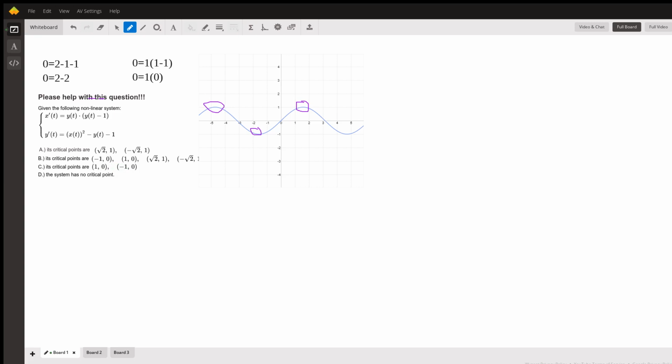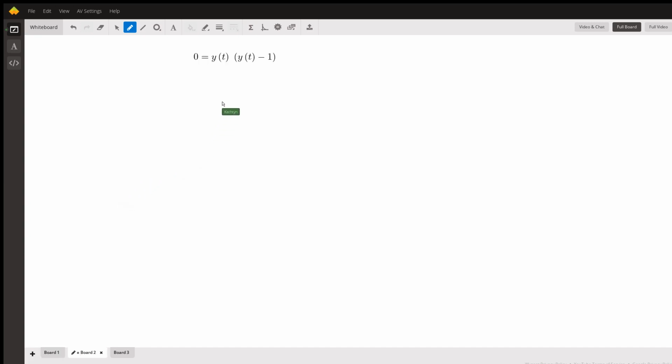I would definitely plug each of these options into your equations and do the simple algebraic check to see which ones are critical points. But just for informational purposes, here's how you go about it a little more directly. Let's start with our first equation. We know we need x prime of t to equal zero, so we take the equation they gave us, plug in zero, and solve for y of t.